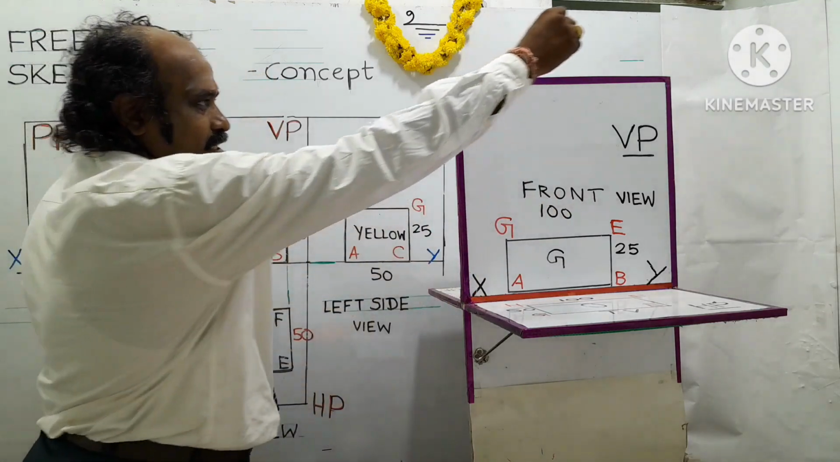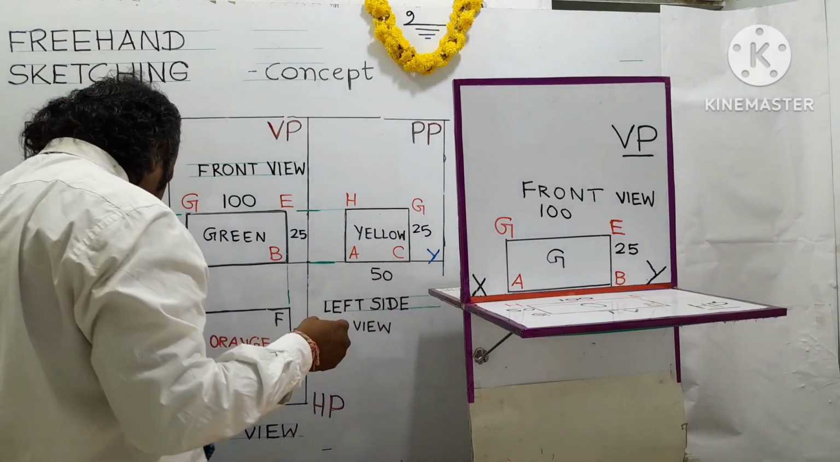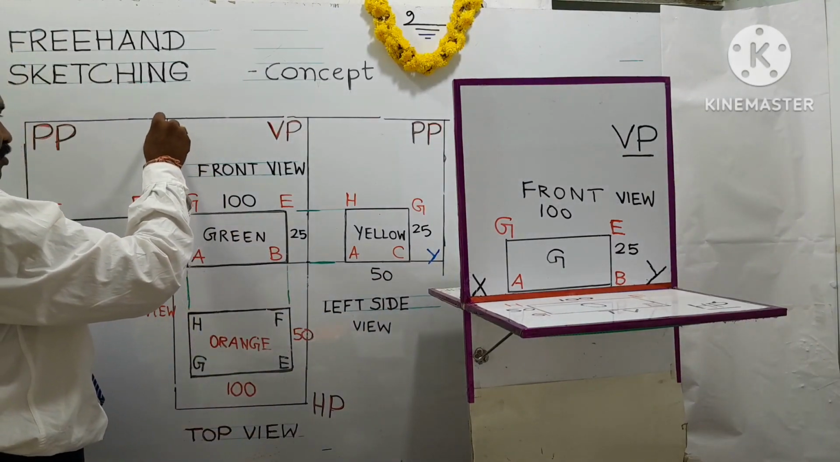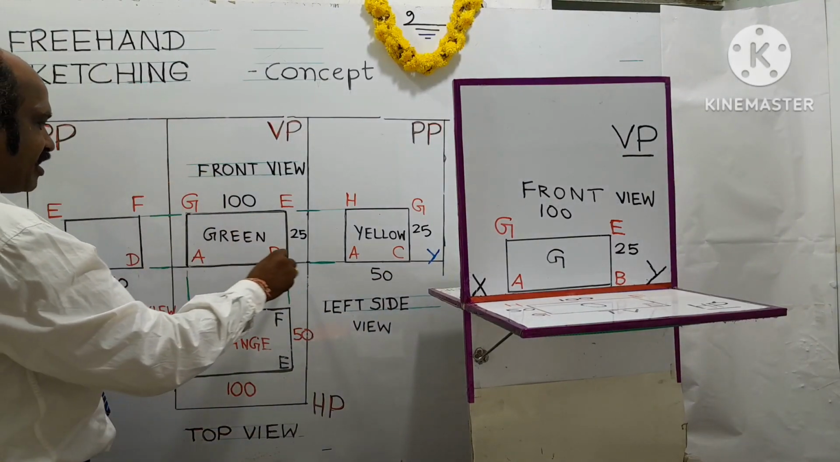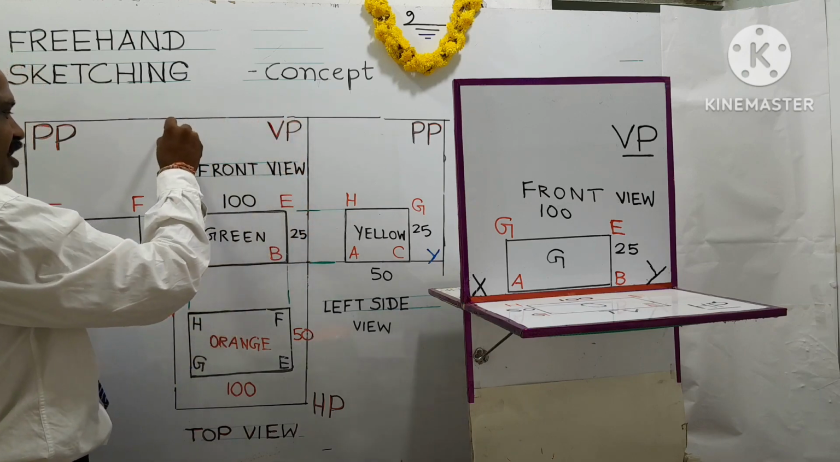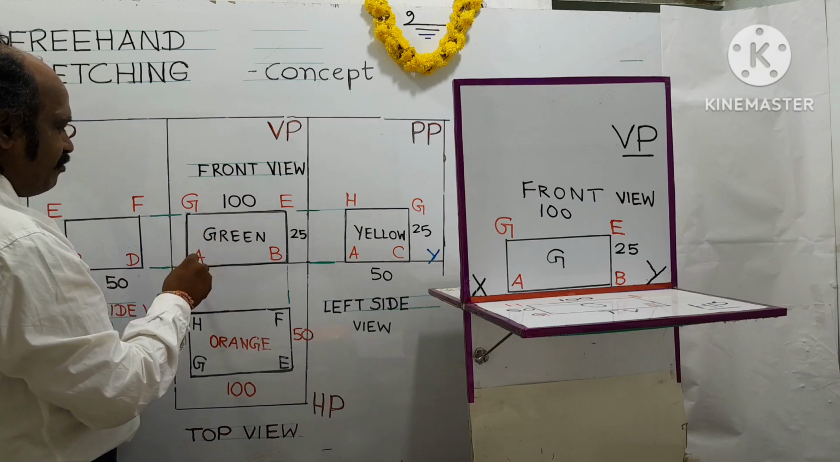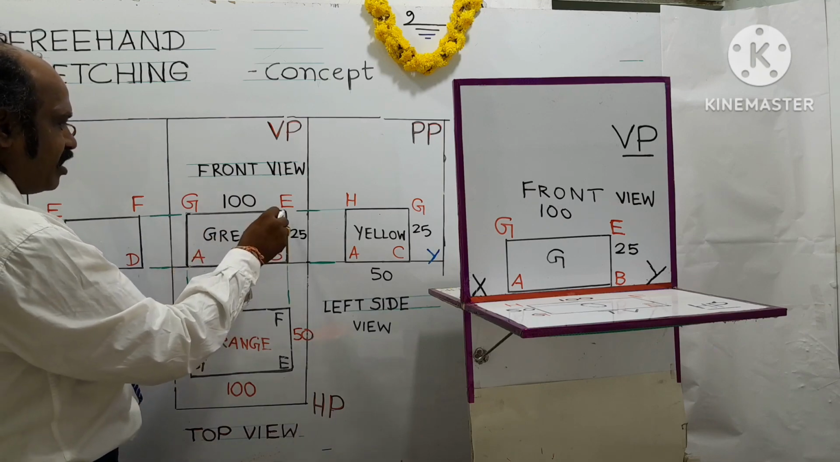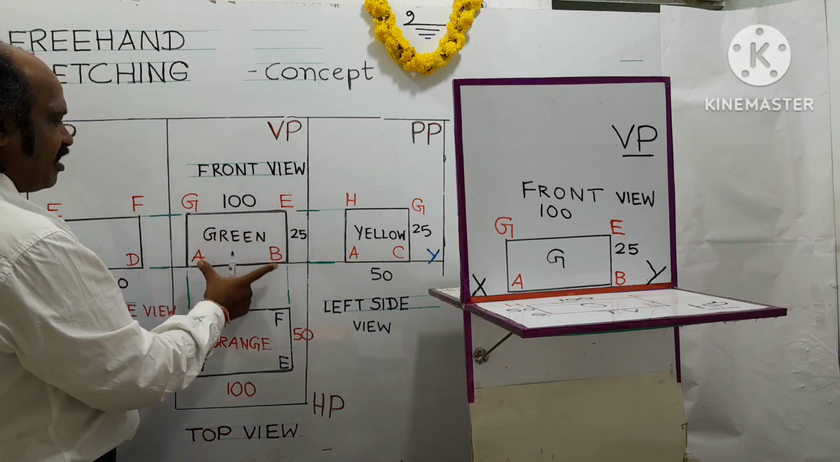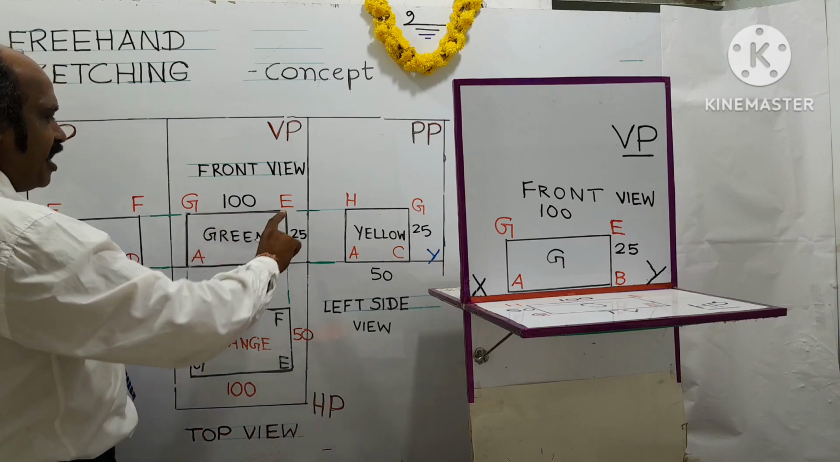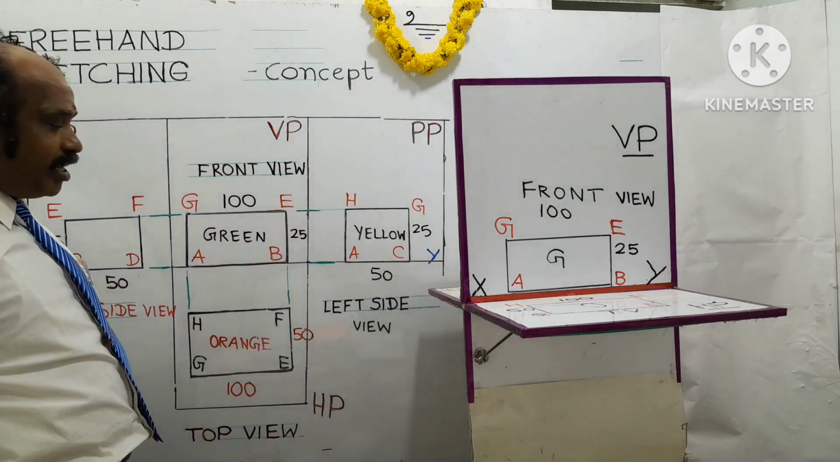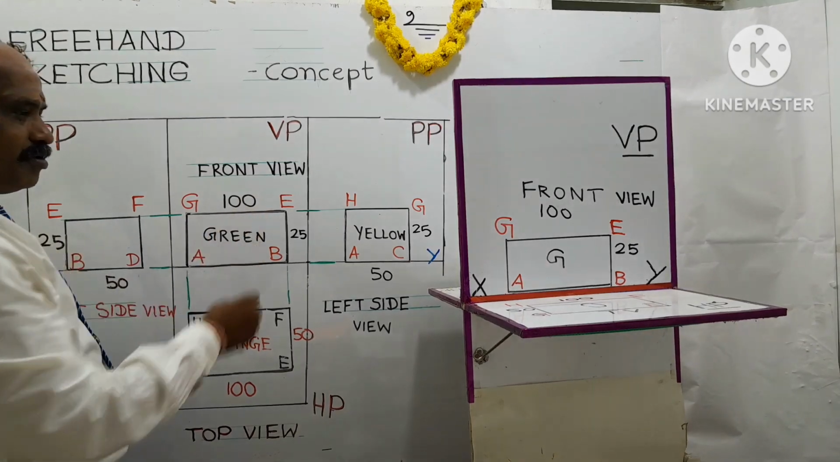So this VP, vertical plane, is represented in the drawing sheet or the marker board. This bigger rectangle stands for VP, the vertical plane, and the view projected is called a front view, having base corners A, B, top corners E and G, having the length of the object 100 mm and the height of the object 25 mm. Okay, it's called a front view.